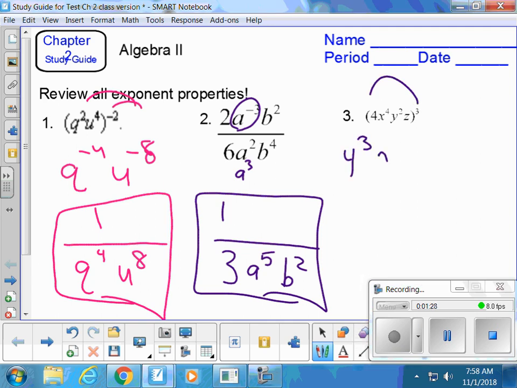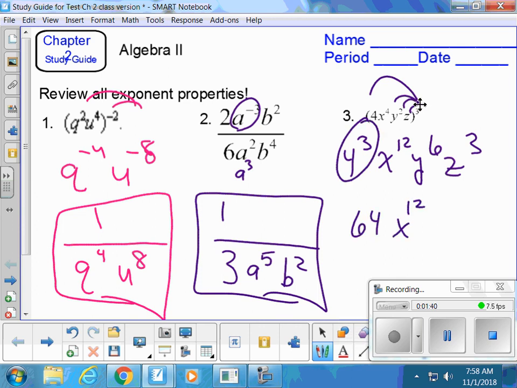But then the x's, that 4 and 3 multiply together, and the y's, the 2 and 3 multiply together, and then the z becomes to the 3rd. So just remember to do the 4 to the 3rd. So your final is 64, x to the 12, y to the 6, z to the 3rd.